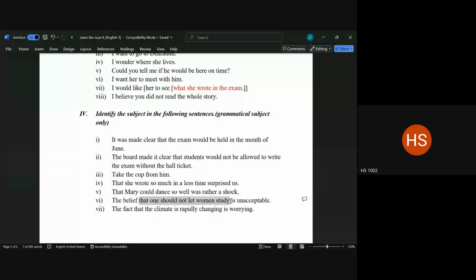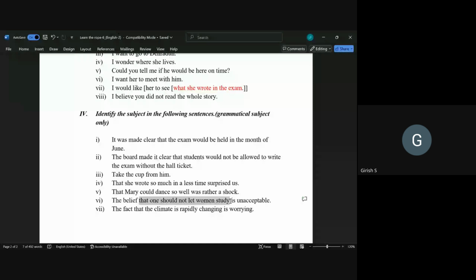Since you're talking about them being one and the same, you could always ask why it is that we choose the belief as the subject and the fact as the subject, and not that the climate is rapidly changing, or that one should not let women study, as the subject, right? If they are co-indexed, what is the reason that we do not choose the that clauses, but we go for the nouns? Why do you think we are doing that?